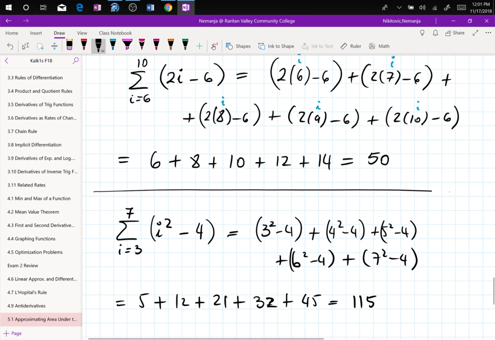So that's the summation notation that we are going to use in the next lecture to work out the limit definition of the integral. So we're going to use that. Bye.